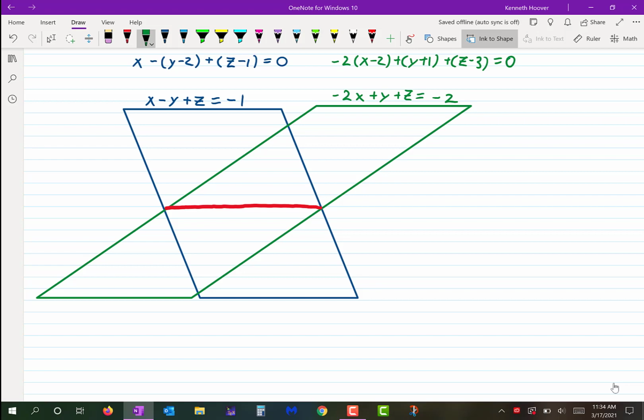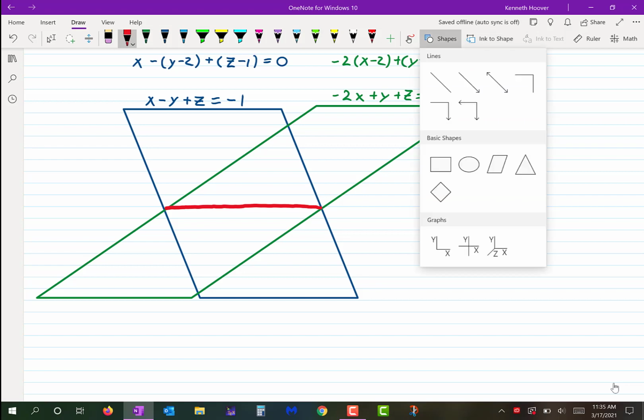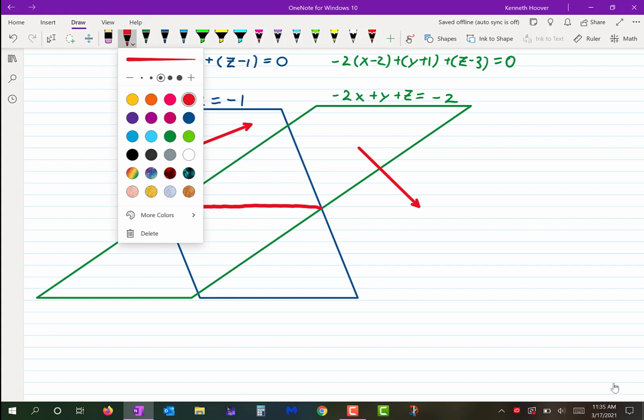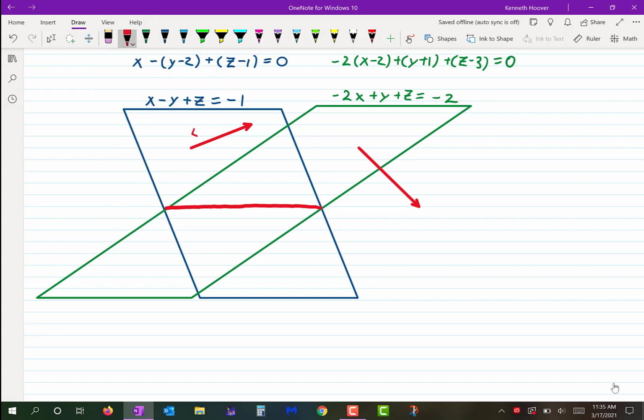Okay, so the first thing I want to do is figure out if they are intersecting or not. This is very similar to the last question. I know the normal vector for this plane, and I know the normal vector for this plane. I can see them in the equation. This one is (1, -1, 1). And this one is (-2, 1, 1).